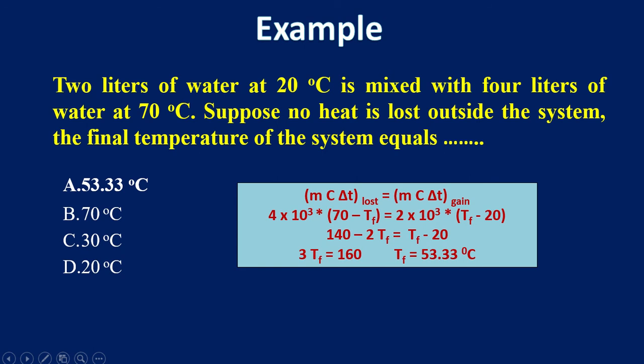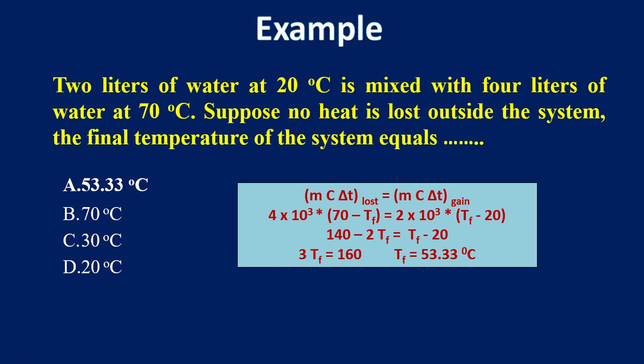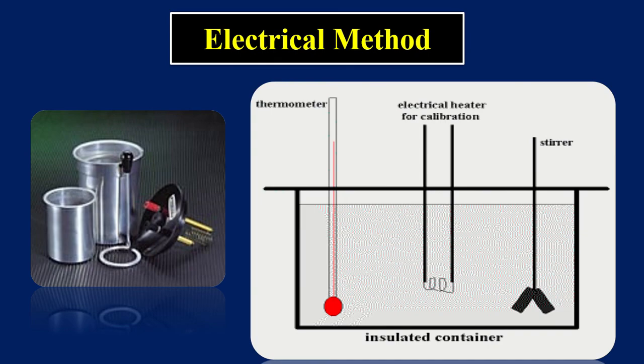Then we substitute for the initial temperature of the hot system and the initial temperature of the cold system to get the final temperature for the system. We can conclude that this value is lesser than the hotter object and larger than that of the cold one. Okay. The second method is called the electrical method.